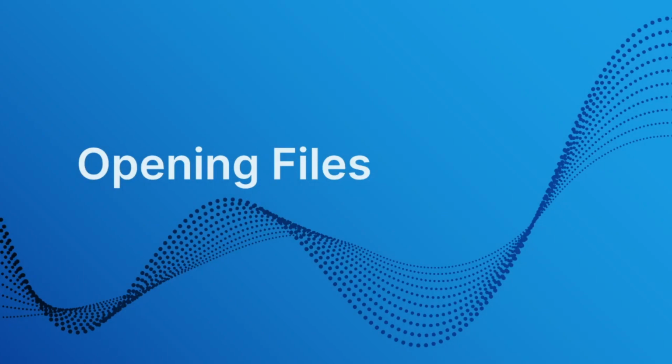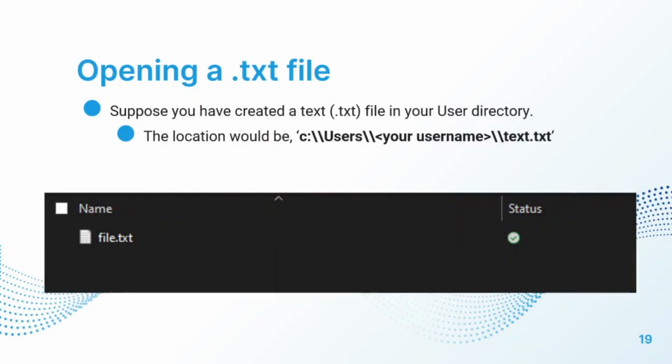The last built-in feature we will discuss today is very important. It is about opening and reading files. So far, you mostly learned about how to code within your text editor. However, you can open any kind of file on your computer by using Python. Suppose you have created a text file in your user directory. The location should look like this. It may look different depending on your operating system, but the idea is the same. Every file location has a specific address.